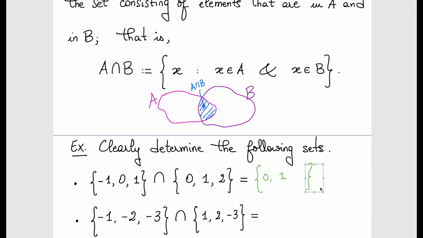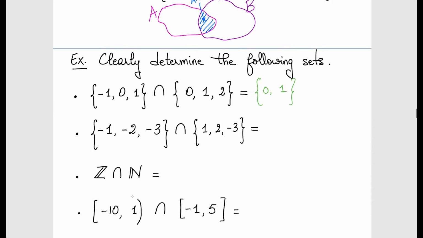Just move this a little bit this way. Next. This example, part 2. You're going to find the intersection between those two sets. The first one is made up of a triplet, 3 elements, -1, -2, -3, and the second is also a triplet, but now just 1, 2, and -3.